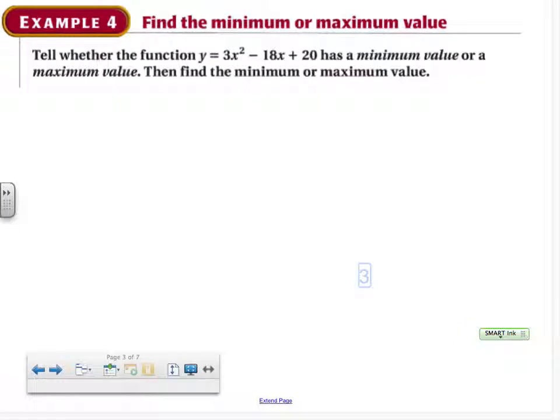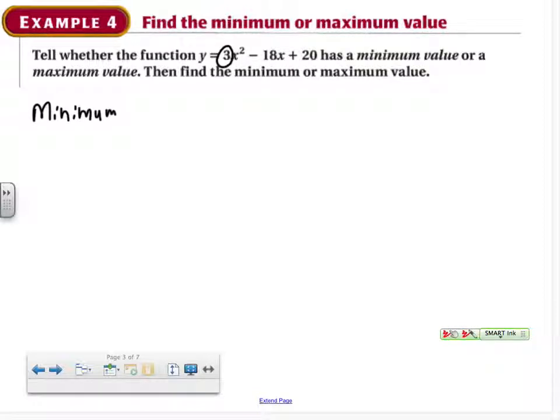So let's look at an example. We have a function, 3x squared minus 18x plus 20. Tell whether it has a minimum or maximum, and then find the minimum or maximum. All right, so let's answer the first question first. Does it have a minimum or maximum? Look at our A value. Our A value is 3. Since A is positive, it opens up, and a cup has a bottom. So this one has a minimum value because it is opening up.